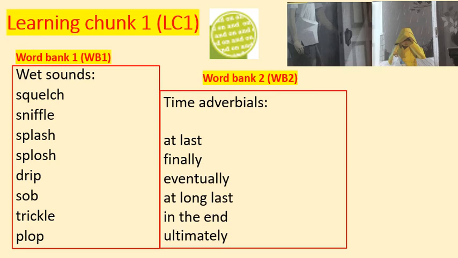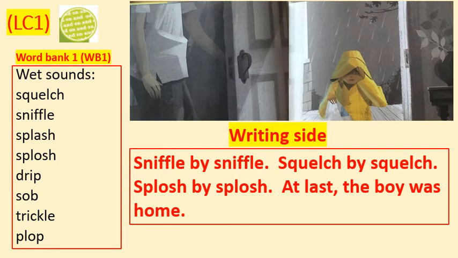How did you get on? I've added a few more. I've put at long last, in the end, ultimately. So here's a chance now for you to look to see how many you've got. If you've got the same as what I've picked, tick them. If not, you can magpie and borrow some of the words I've got. Pause the video now. Okay, so we've got squelch, sniffle, splash, splosh, drip, sob, trickle, plop.